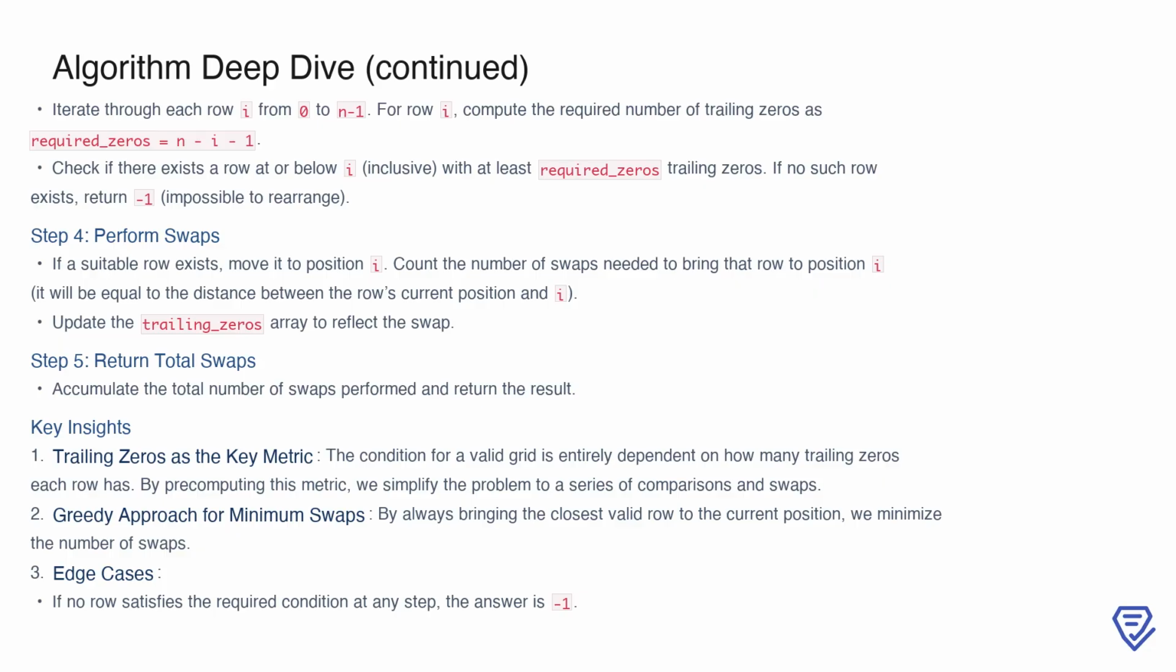Our task is to check if there's a row at or below the current index with at least this many trailing zeros. If no such row exists, it's impossible to rearrange the grid, and we return -1. If we find a suitable row, we move it to the current position, counting the number of swaps required.